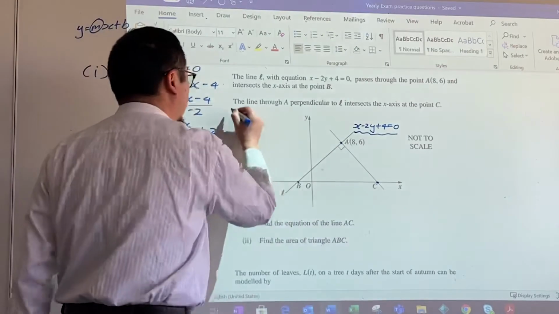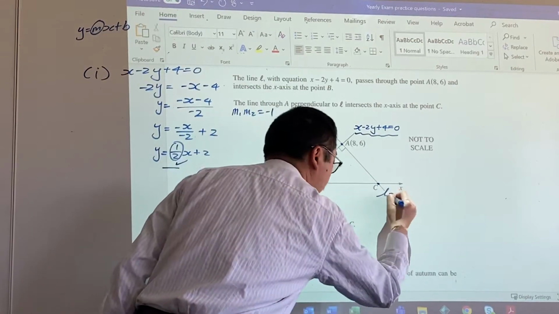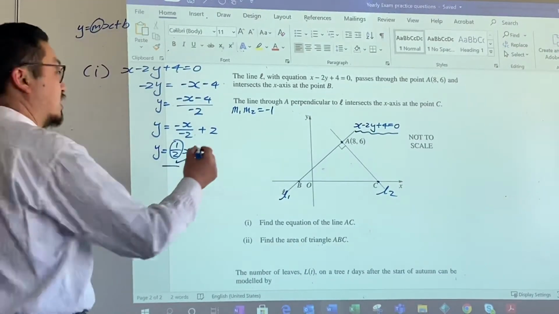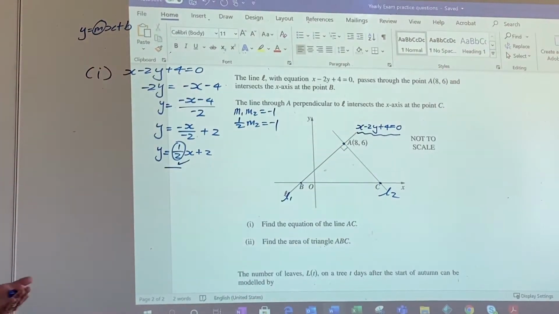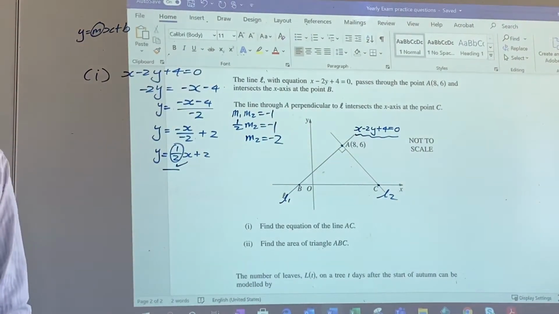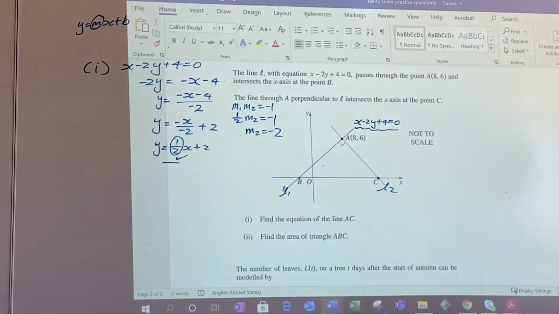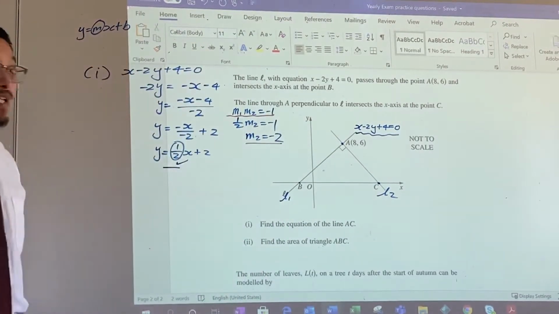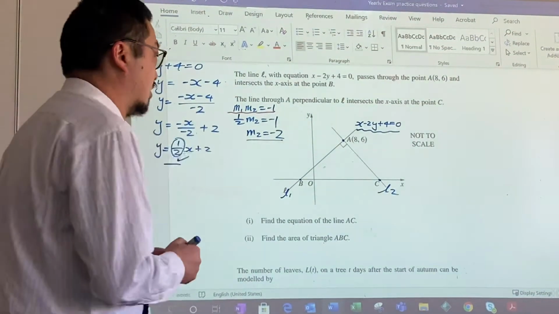So continue. You can say m1 times m2 is minus 1. You can call the lines L1, L2. Because of the perpendicular relationship, I will say half times m2, multiply them together is minus 1. Then m2 equals minus 2. So in an exam, if you didn't write this down, you write like that, you will still get marks. Okay? You will still get marks. So, minus 2.